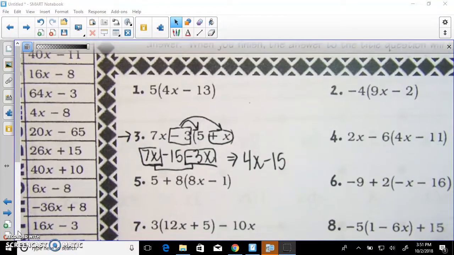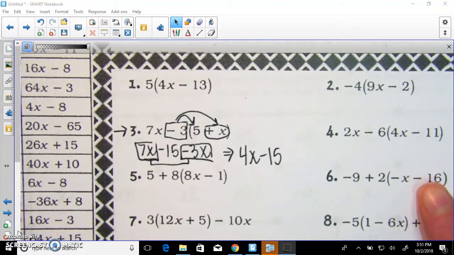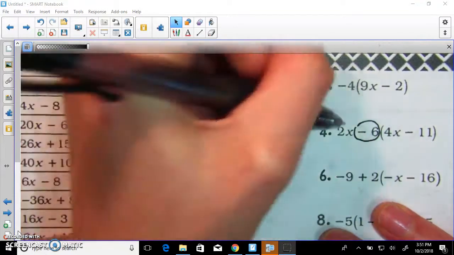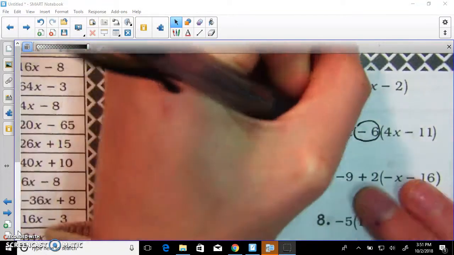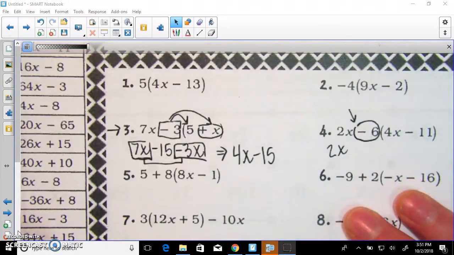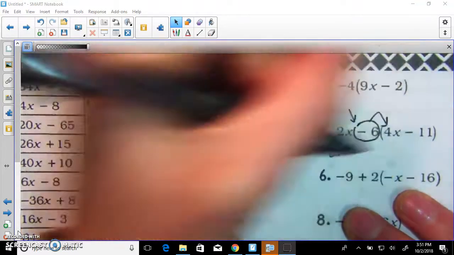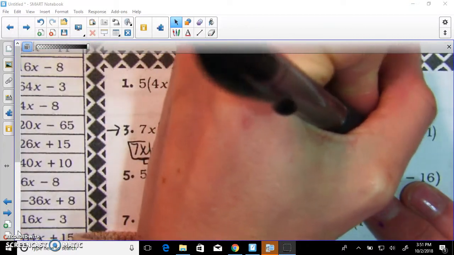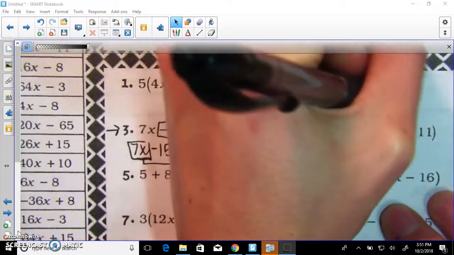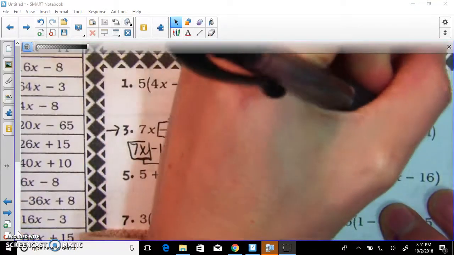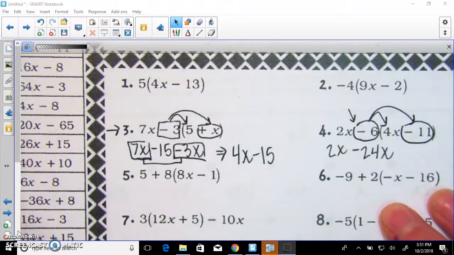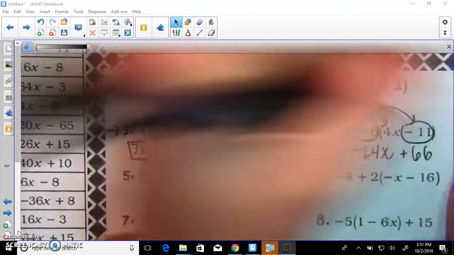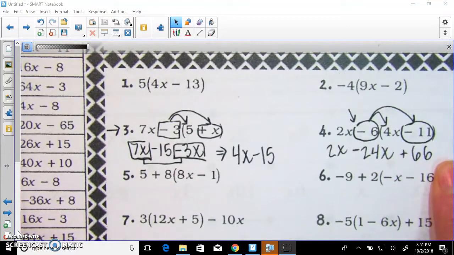Okay. So similarly, let's look at number 4. 6 is what is being distributed, and it's actually a -6. You have to look at the sign that's in front of it. So 2x comes down, it's not being distributed at all, and we have -6 times 4x, which gives us -24x. Then we have -6 times -11. We're going to keep that negative sign with it. -6 times -11 will give us a positive 66. So all we're going to do is write plus 66.